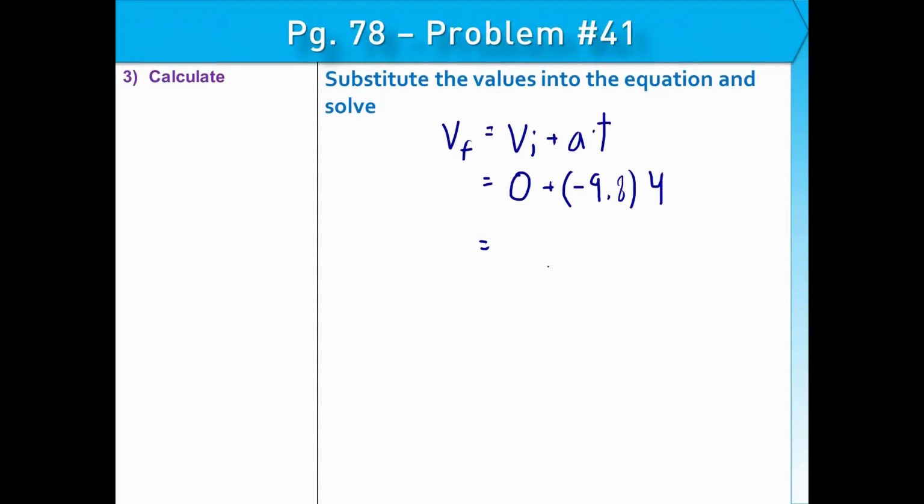So 0 plus negative 9.8 times 4 turns out to be negative 39.2. Now, because I'm dealing with velocity, my units are meters per second. So my answer should be negative 39.2 meters per second.